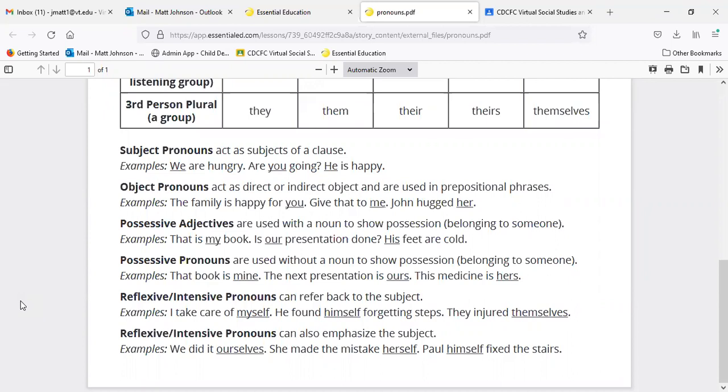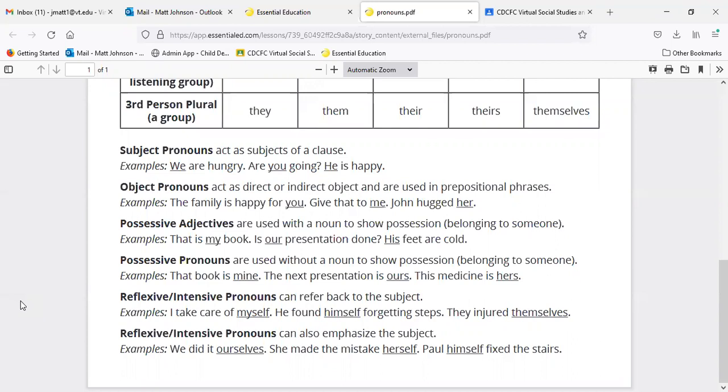Possessive pronouns, right? So showing possession, are used without a noun to show possession. That book is mine. The next presentation is ours. This medicine is hers, right? So not a possessive adjective, but a possessive pronoun standing alone.